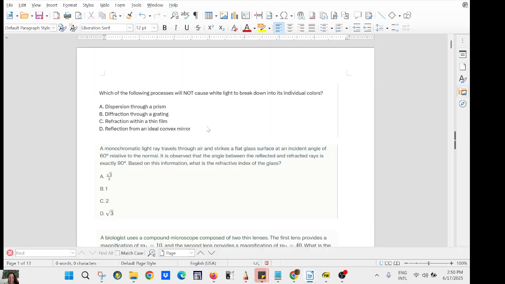I have saved them here. So here is the first question. You can always pause the video. They want to know if you know the terminology used in optics. It says, which one will not cause white light to break down into individual colors? You have diffraction, refraction, reflection, dispersion.